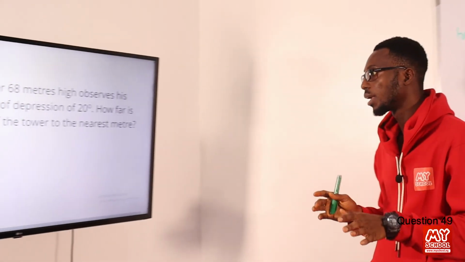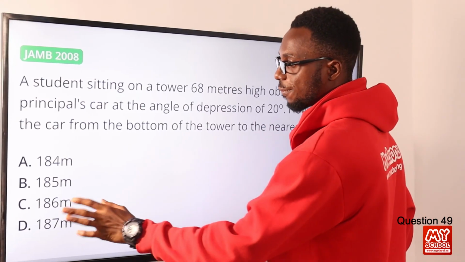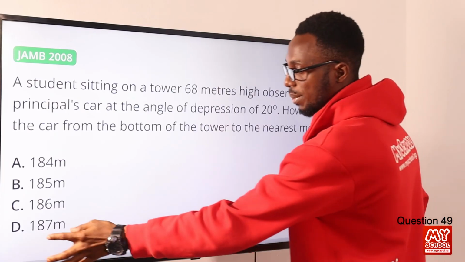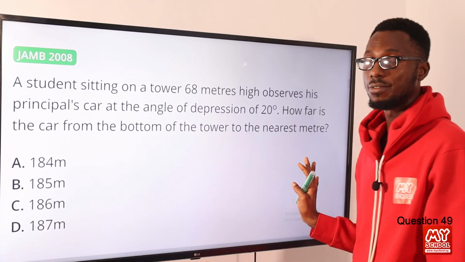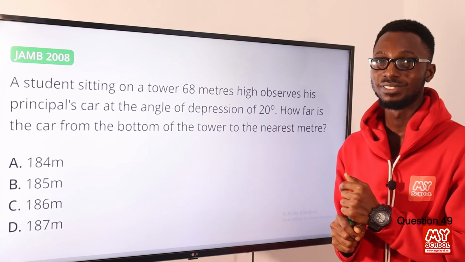You should be very careful. We are told to the nearest meter, so don't fall for 186, although it was around 186 point something. The best answer is 187. So D should be your option.